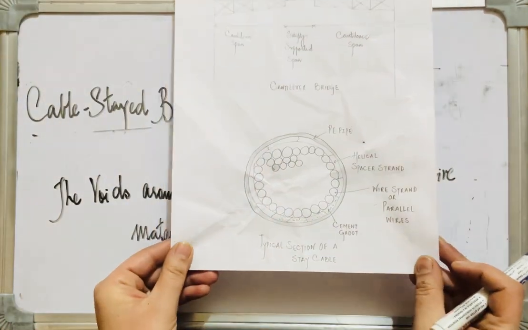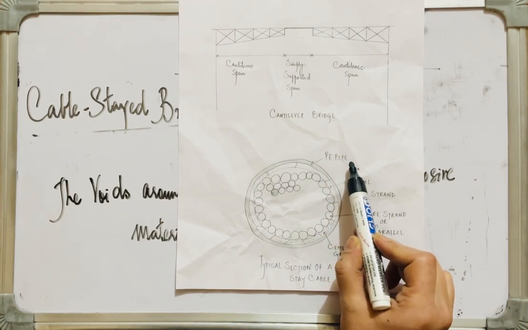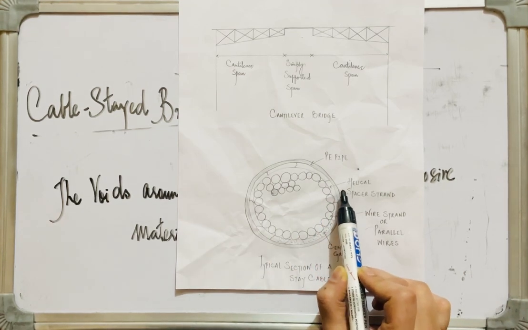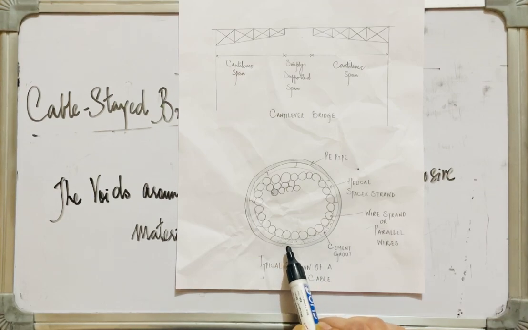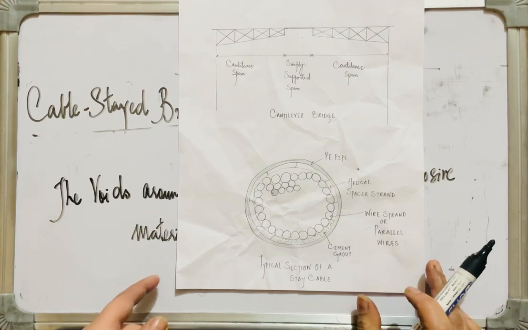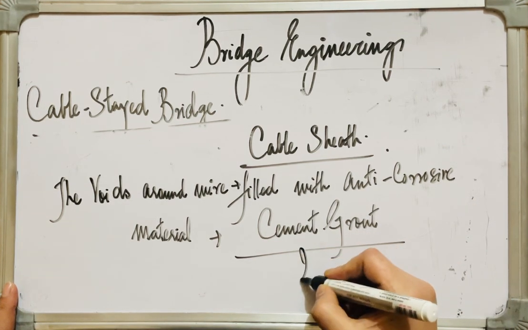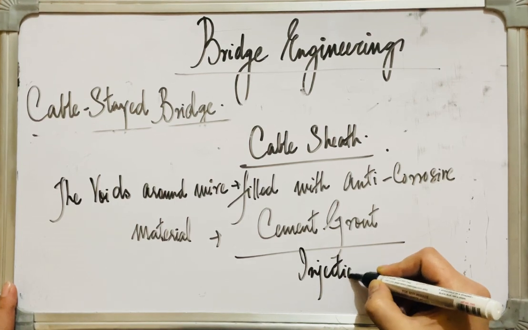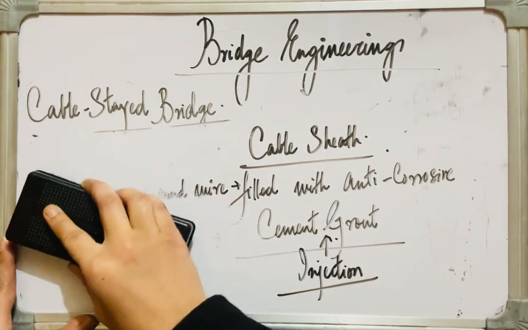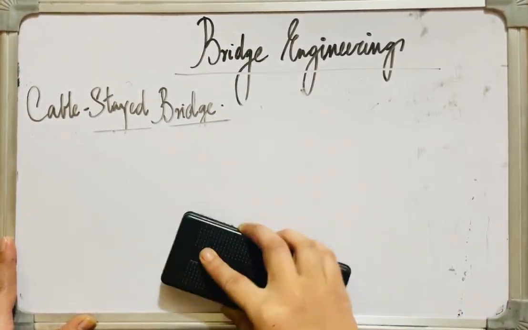All right. So you can once again see the typical section of a stay cable. This is the polyethylene tube or pipe. These are your wire strands or parallel wires. This is the helical spacer strand, and the voids are filled by means of injection of suitable anti-corrosive material, particularly cement grout. We inject cement grout so that we can fill all the voids. This was about the protection of the cables from corrosion and the sheathing to be done.